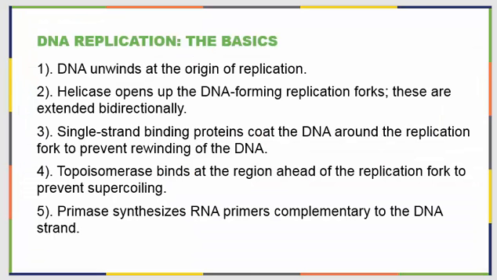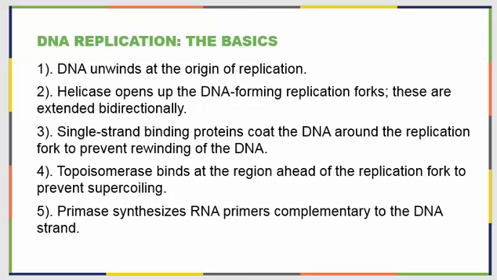Here are the 10 basic steps of DNA replication, or what I just told you, written out in a more simplistic form. Step 1, DNA unwinds at the origin of replication. Step 2, helicase opens the DNA forming replication forks, and these are extended bidirectionally. Step 3, the single-stranded binding proteins coat the DNA around the replication fork to prevent it from rewinding. Topoisomerase binds the region ahead of the replication fork to prevent supercoiling, which can actually break your DNA.